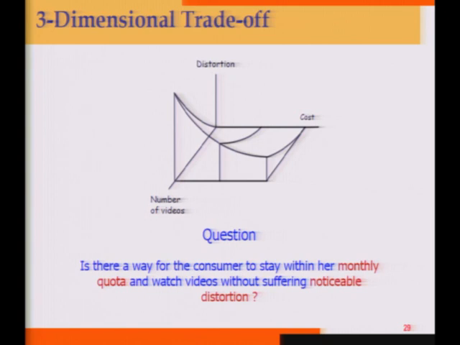So there's a trade-off along these three axes. The cost axis, which is related to the monthly quota. Let's say you have a $30 or $20 data plan from AT&T. The distortion is per video, which is measured. There are different metrics for measuring distortion, and PSNR, or peak signal to noise ratio, is one of them. And of course, the number of videos. So we want to be at a place where you have low cost, low distortion, and you want to watch a lot of videos.